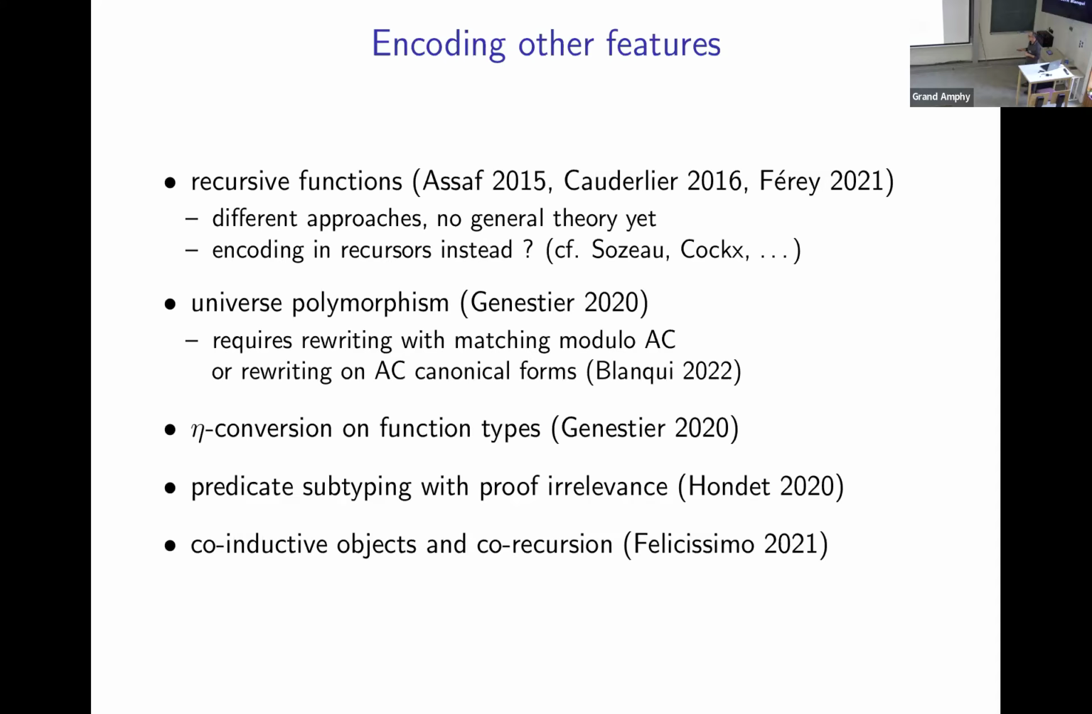It's also possible to handle eta conversion on functional types. Or, as I already mentioned, predicate subtyping with top events, as it is used, for instance, in the PVS proof system. And finally, it's in fact easy to handle also co-inductive objects or co-reduction using rewriting. And that's it. So I finished earlier, so we have time for questions.